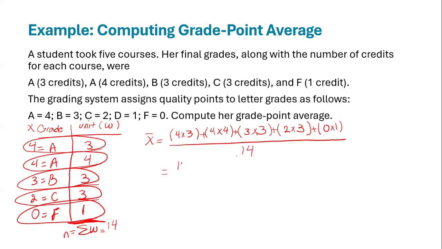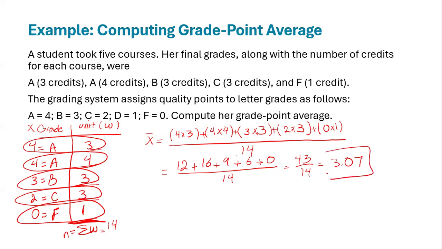So 4 times 3 is 12, 4 times 4 is 16, 3 times 3 is 9, 6, and 0, all divided by 14. Which is 43 divided by 14, and the GPA is 3.07. Okay, so remember, weight is like a frequency.